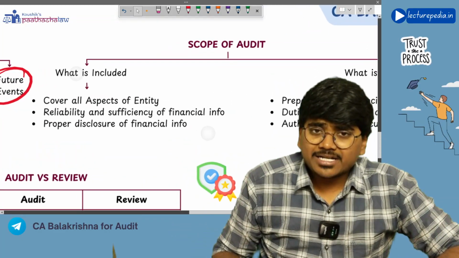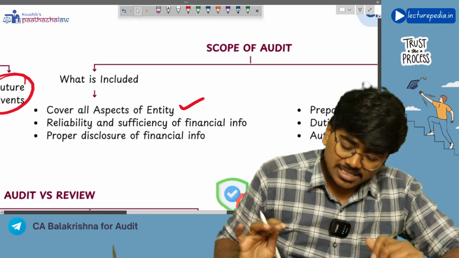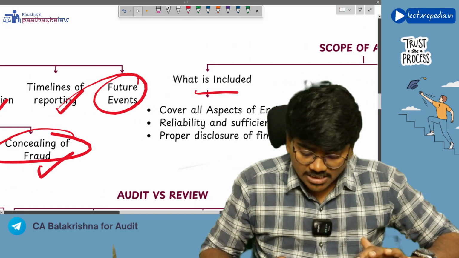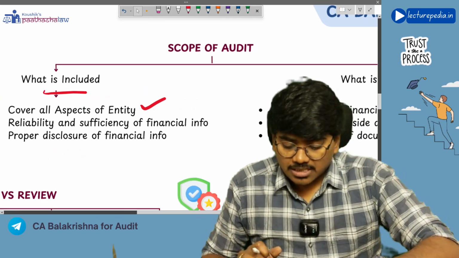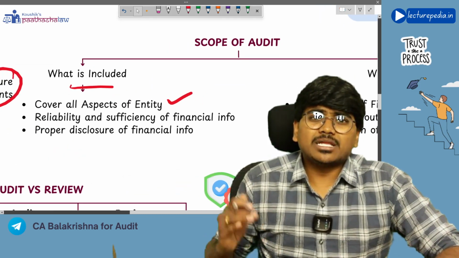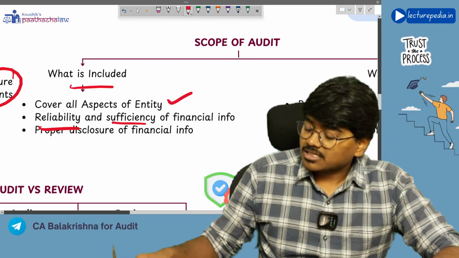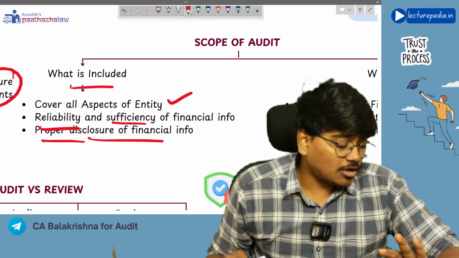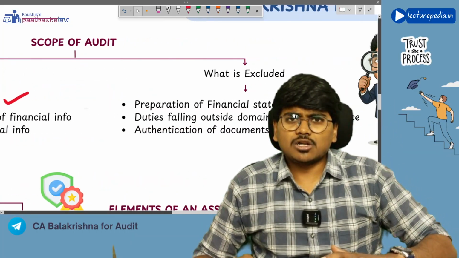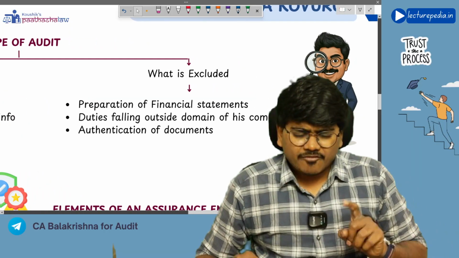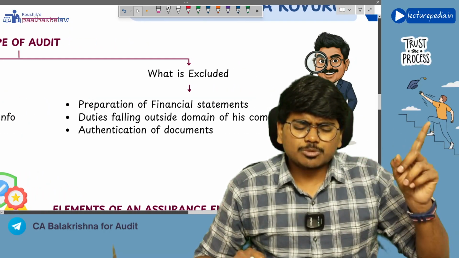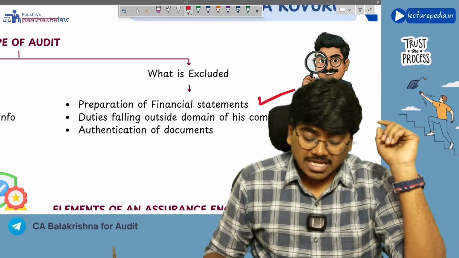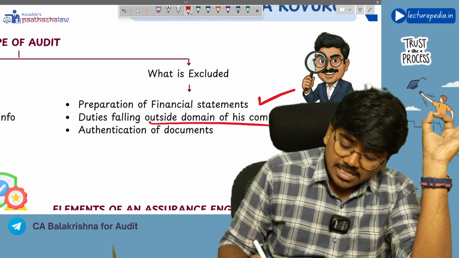First of all, auditor will have to cover all the aspects of entity that will be included, and he should also check whether the financial information that is submitted to him by the management is reliable and sufficient or not, right? Next, he has to see whether proper disclosure of all the financial information is given in the financial statements or not. Next, what is out of the scope of auditor? First of all, preparing financial statements is responsibility of the management, so preparing financial statements is out of the scope of auditor.